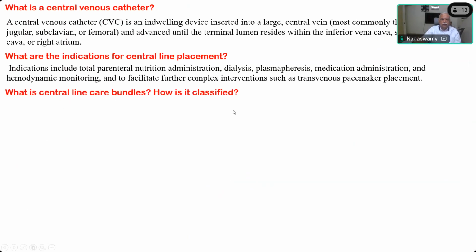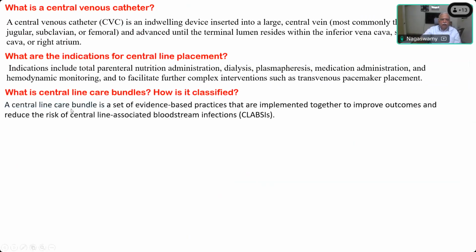So for the central line there are two bundles: the insertion bundle and the maintenance bundle. Just like in sepsis, we used to say the initial bundle and then the resuscitation bundle. Similarly, we have a central line care bundle, a set of evidence-based practices that are implemented together to improve outcome and reduce the risk of central line associated bloodstream infection. This is one of the terminologies that all of us should know when we are using a central line. The most dangerous complication is central line associated bloodstream infection.